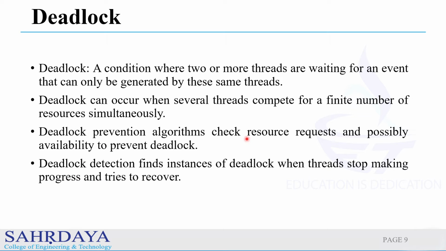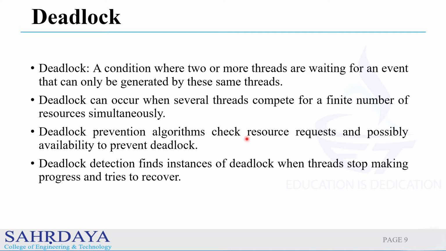Deadlock is a condition where two or more threads are waiting for an event that can only be generated by the same threads. Deadlock can occur when several threads compete for a finite number of resources simultaneously. Deadlock prevention algorithms check resource requests and possibly availability to prevent deadlock. Deadlock detection finds instances of deadlock when threads stop making progress and tries to recover.